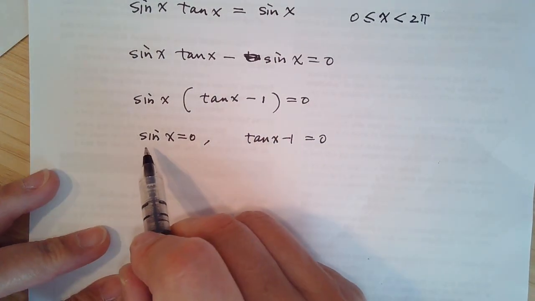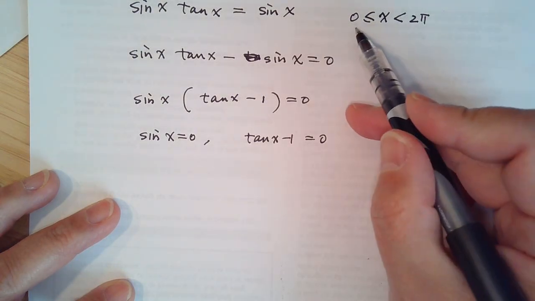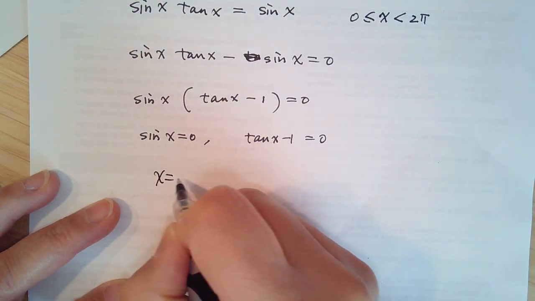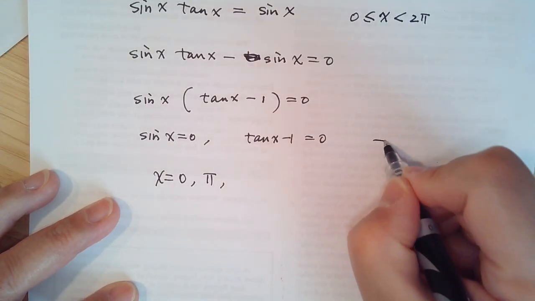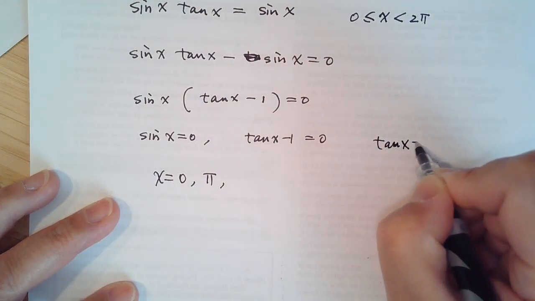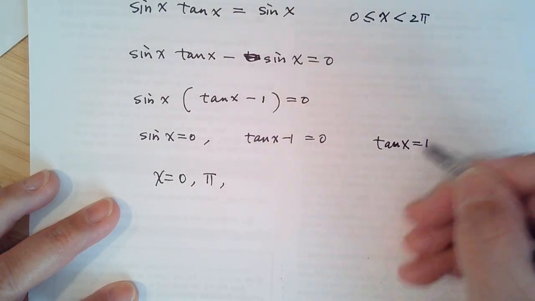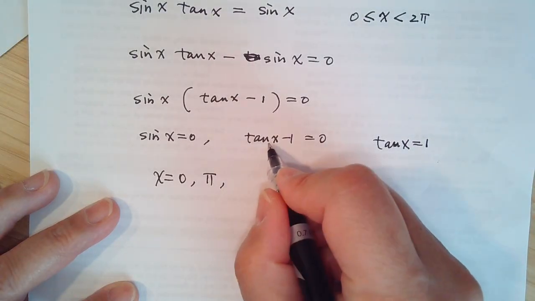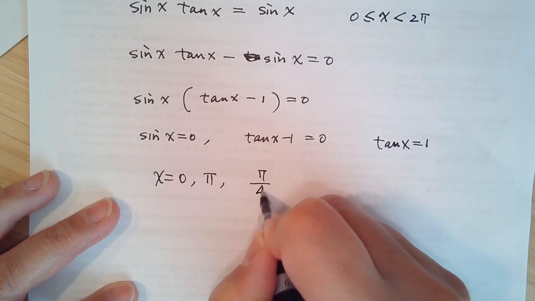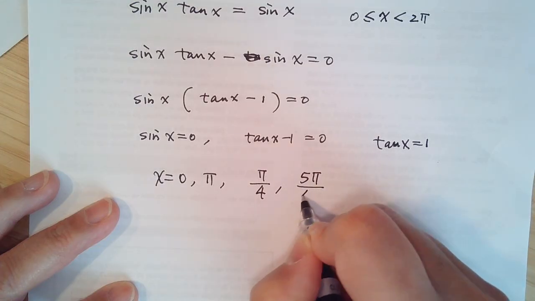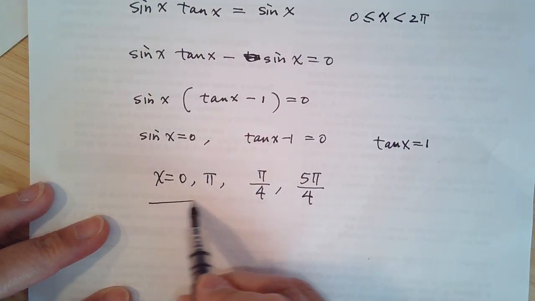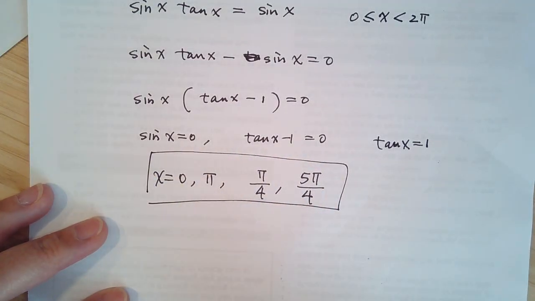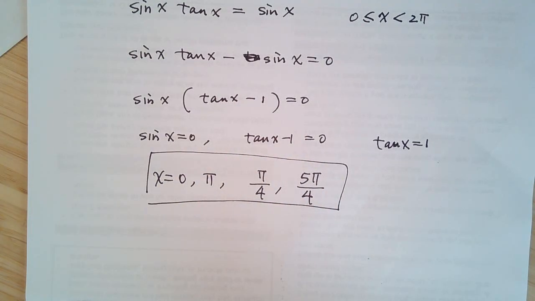Now, sine x equals 0. When x is between 0 and 2 pi, my x will be either 0 or pi. And tangent x equals 1. So that's like a 45-degree thing. So that will be pi over 4 and 5 pi over 4. So those are the two solutions for that, two solutions for this. So in this case, I have these 4 solutions. That's good.